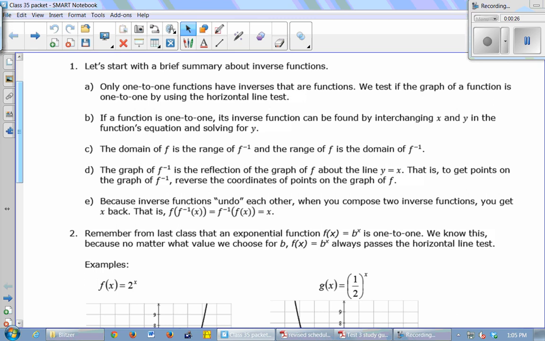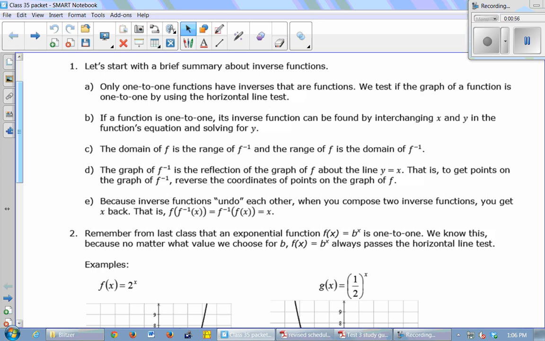Only one-to-one functions have inverses that are functions. You test if the graph of a function is one-to-one by using the horizontal line test. Right? Everyone remembers that? Okay. If a function is one-to-one, its inverse function can be found by swapping x and y and solving for y. That's how you find a formula for its inverse function. The domain of f is the range of f inverse, and the range of f is the domain of f inverse. So the domain and range swap.